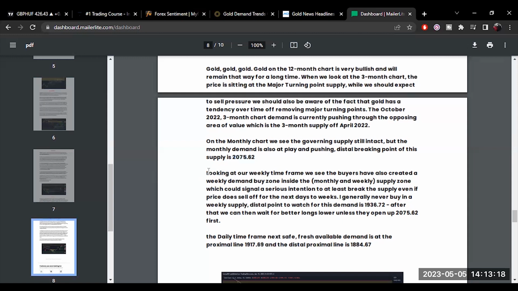Now, looking at our weekly time frame, we see the buyers have also created a weekly demand buy zone inside the monthly, weekly supply zone. So there's a lot of buying inside these sell zones, which could signal a serious intention to at least break the supply, even if price does sell up for the next few days, 2 weeks. I sent this out in the 2nd week of April, just for context. I generally never buy in a weekly supply.